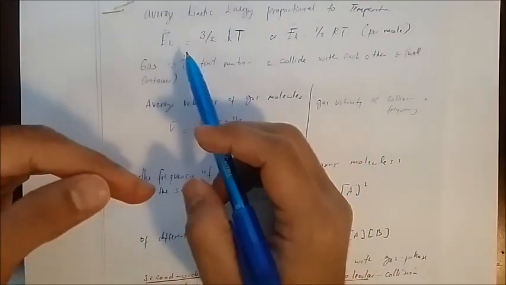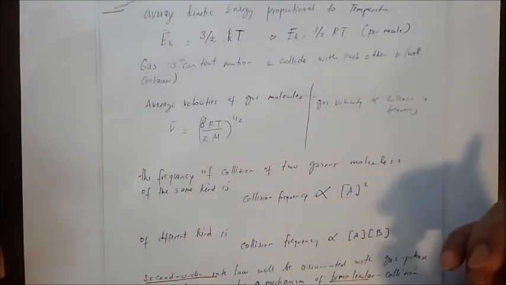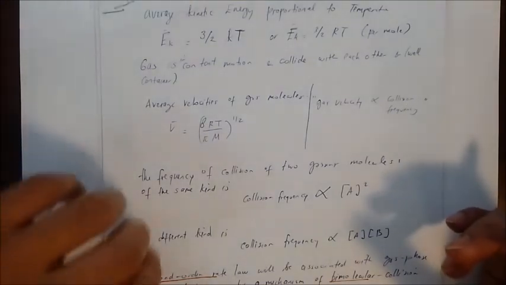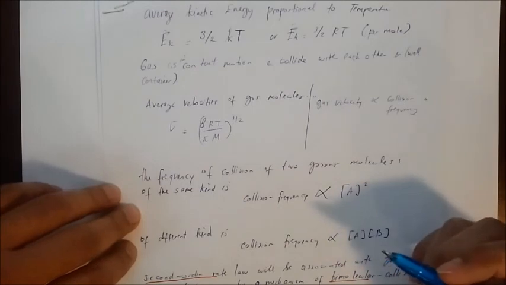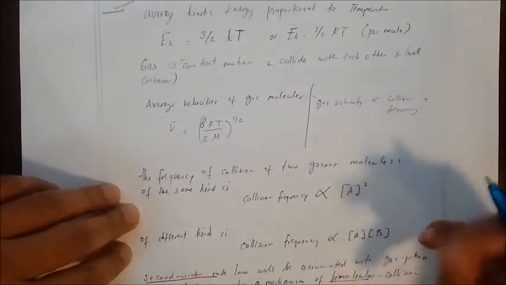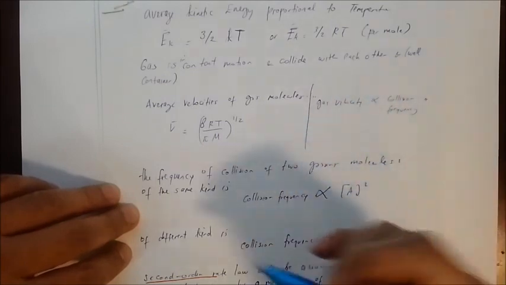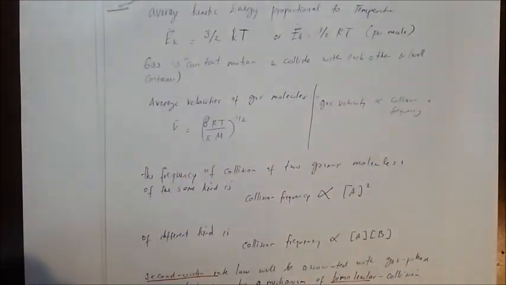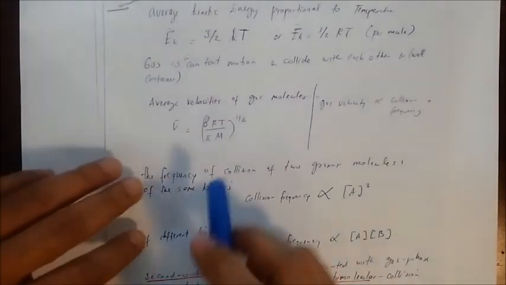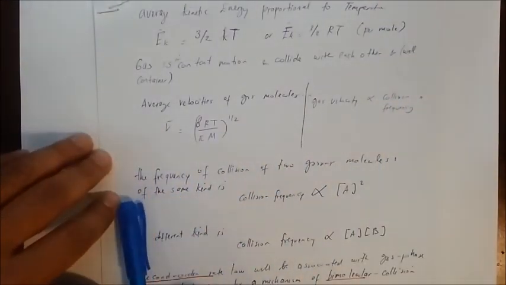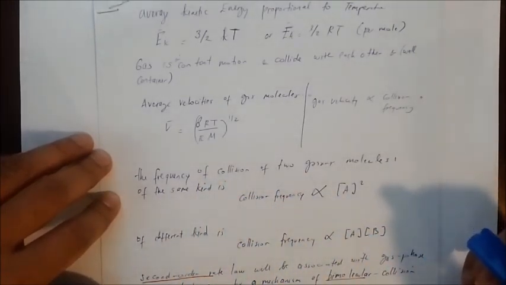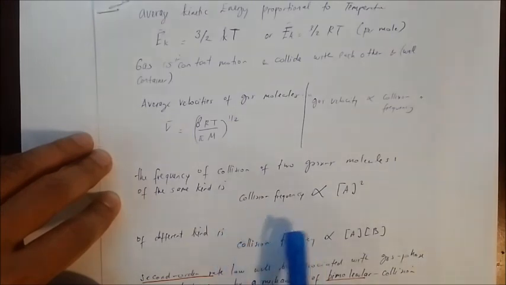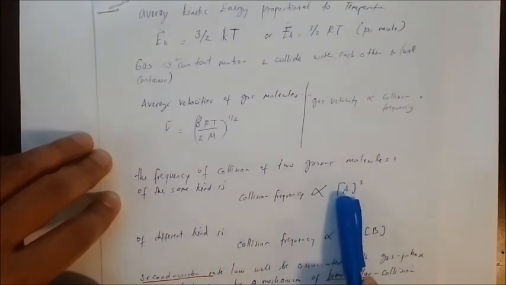The idea here is that for a reaction to take place in an elementary reaction, it requires a collision, right? This collision is a function of the average velocities of the gas molecules. It's quite intuitive: the faster the average velocities of the gas molecules, the higher the collision frequency. The frequency of collisions of two gaseous molecules of the same kind is proportional to its concentration raised to the power of 2.